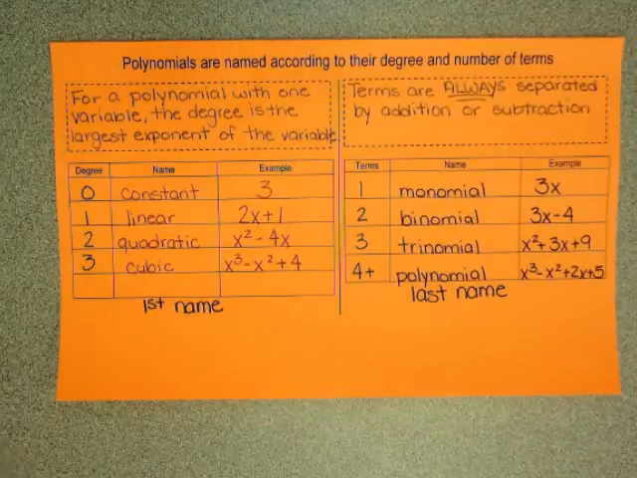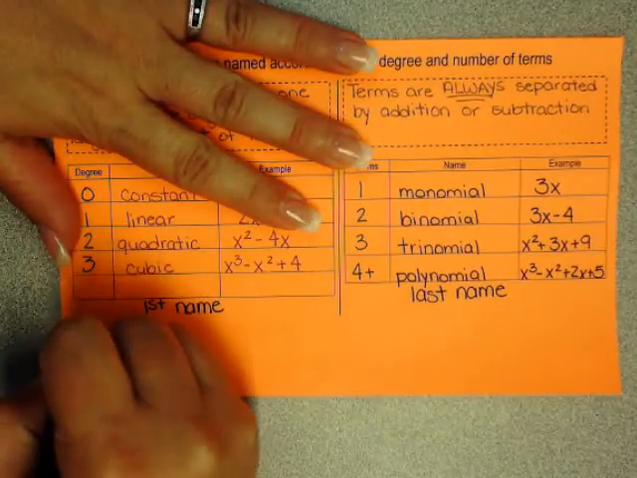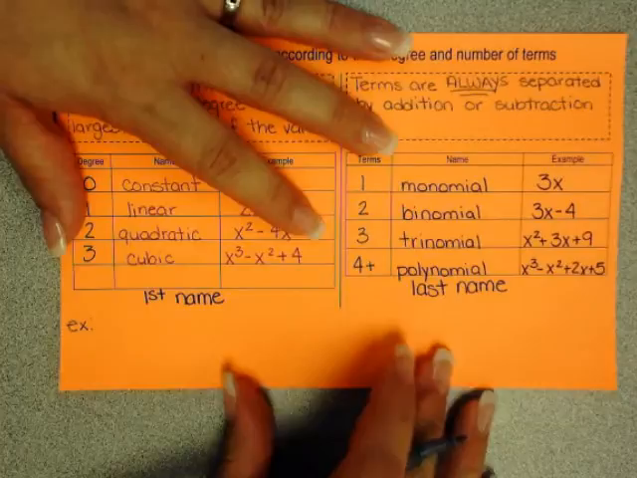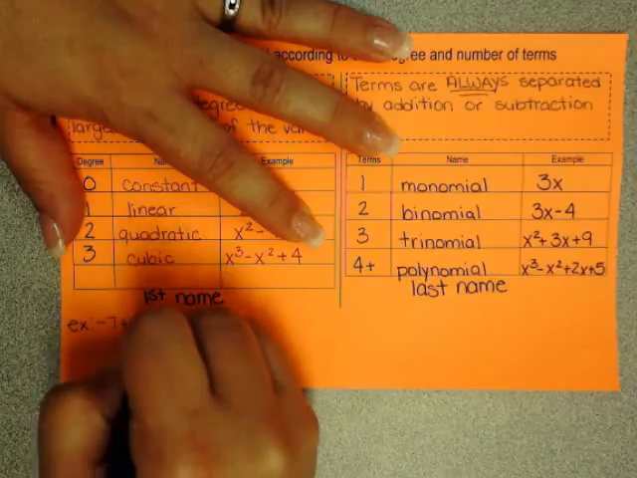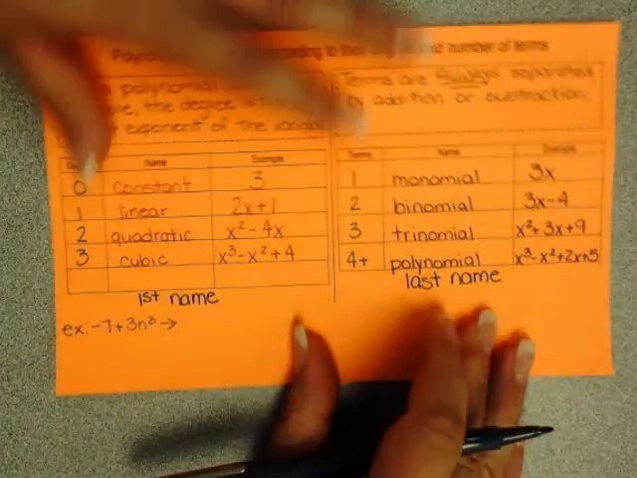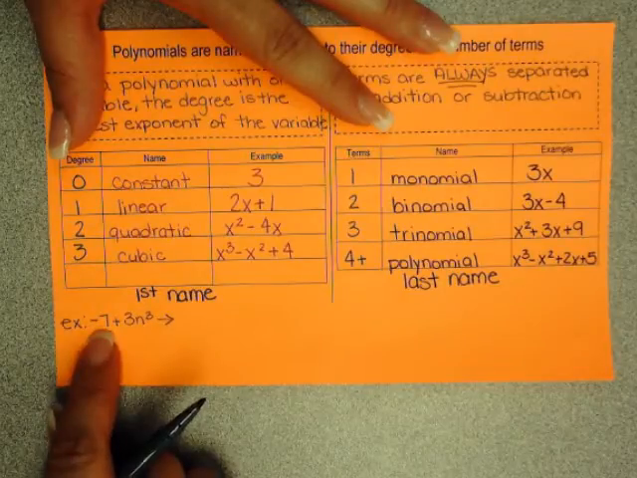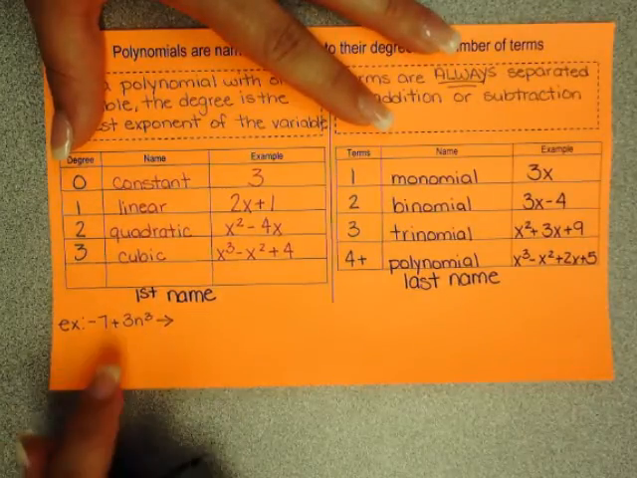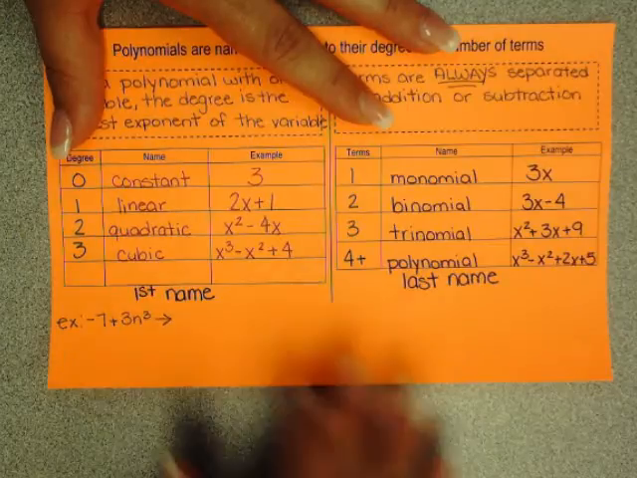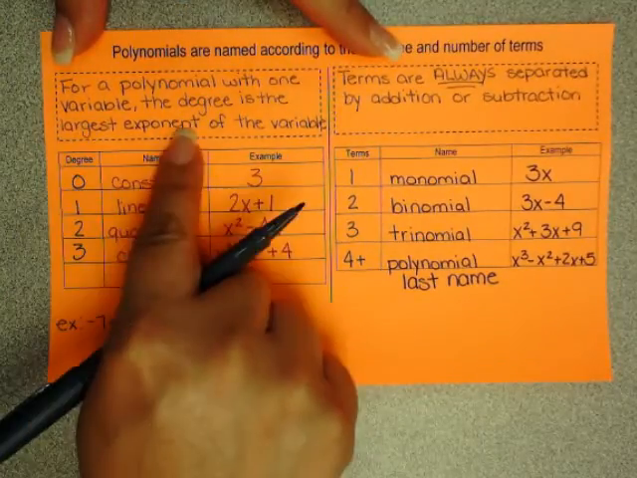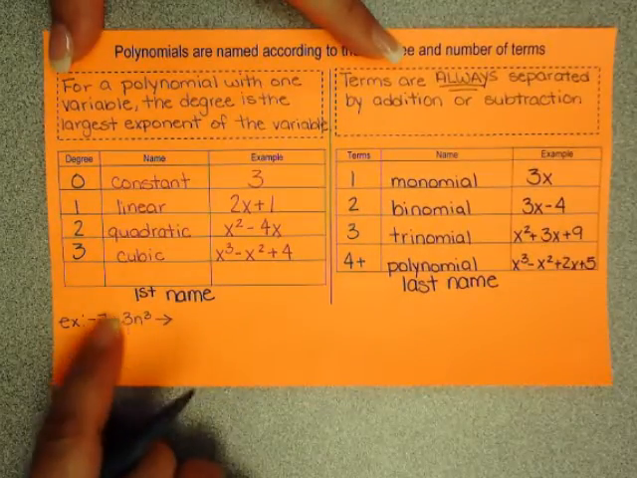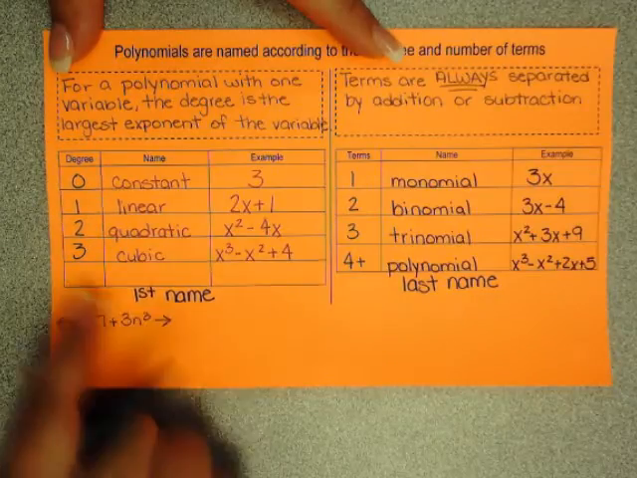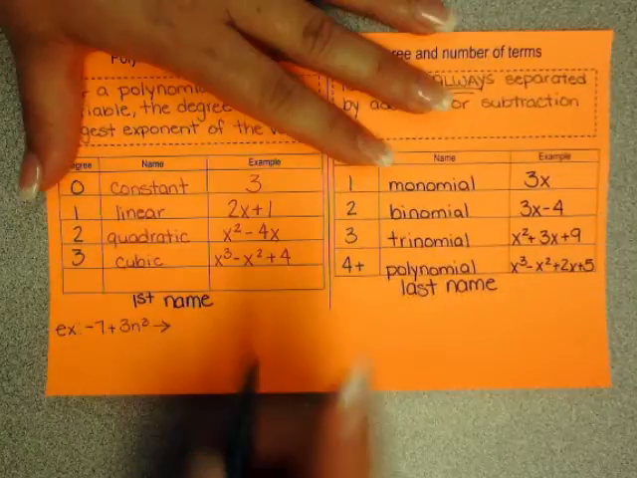Okay, so let's do a couple examples. Our first example, and your examples should be able to fit at the bottom of your foldable, is looking at negative 7 plus 3n cubed. So first thing we have to do is come up with this first name. We're looking for the largest exponent. Our largest exponent is 3. This one has no exponent, so that's an exponent of 0. This one is 3. So 3 would be a cubic, so our first name is cubic.